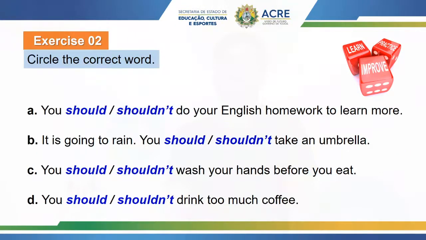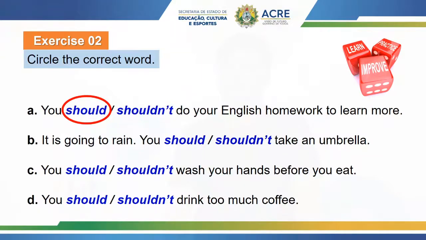Next. Exercise 2. Circle the correct word. In that sentence, pay attention to the context. And don't forget to take a notebook and write down your answers. Letter A. You should or shouldn't do your English homework to learn more. Think about it. The correct answer is you should do your English homework to learn more. Practice makes perfect.